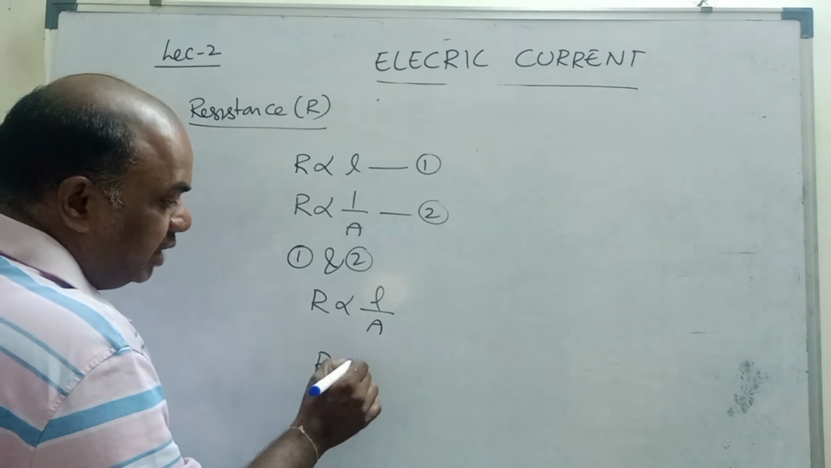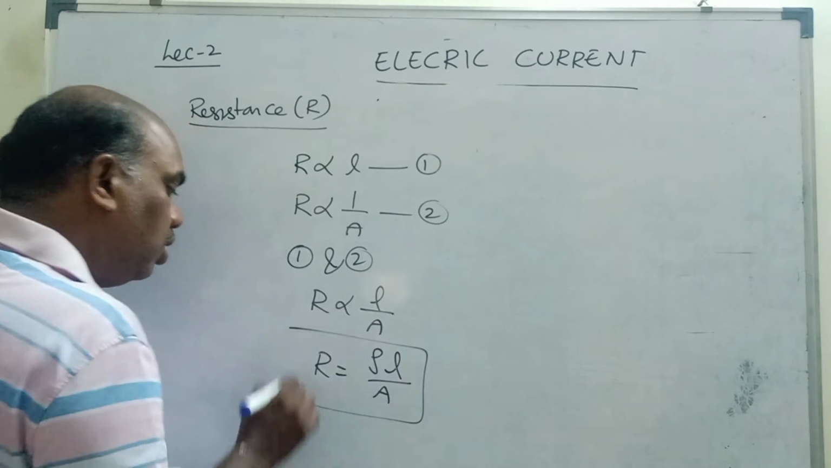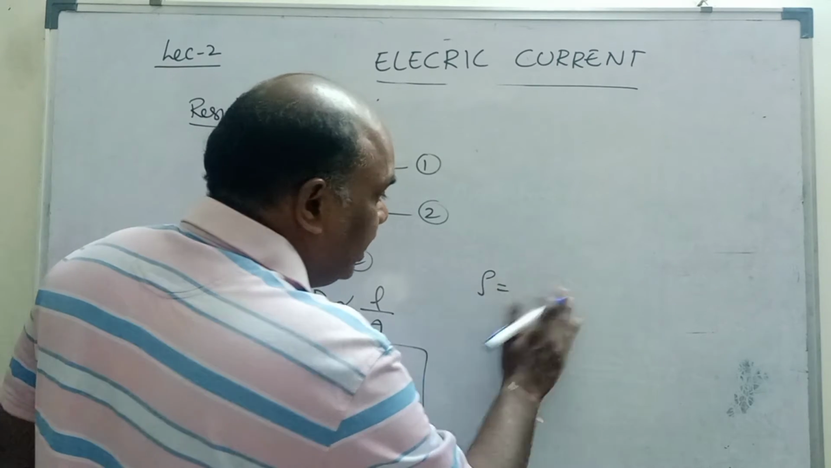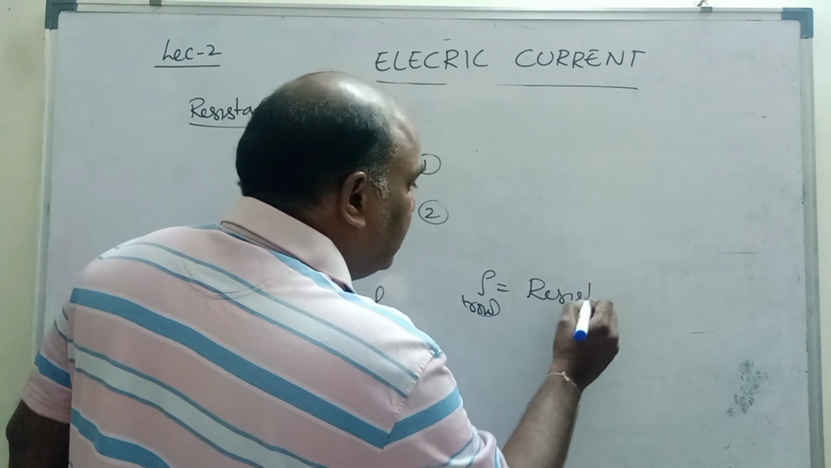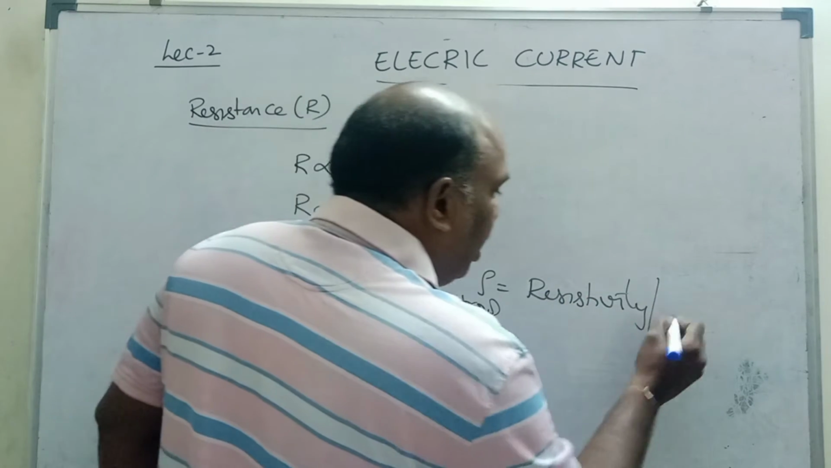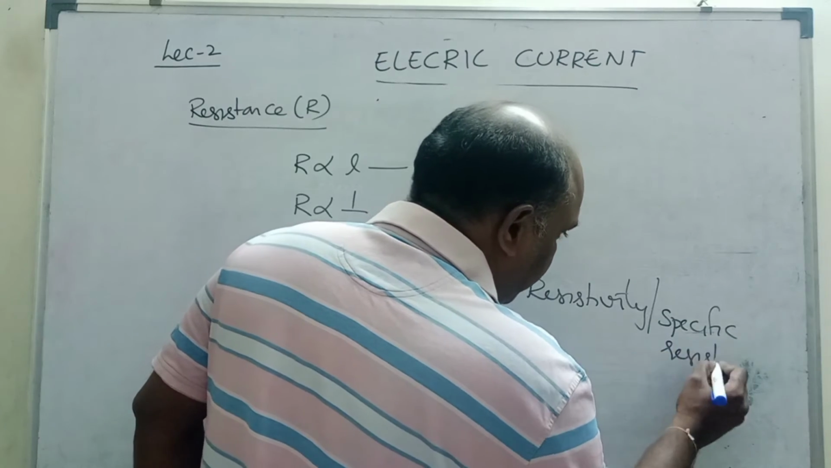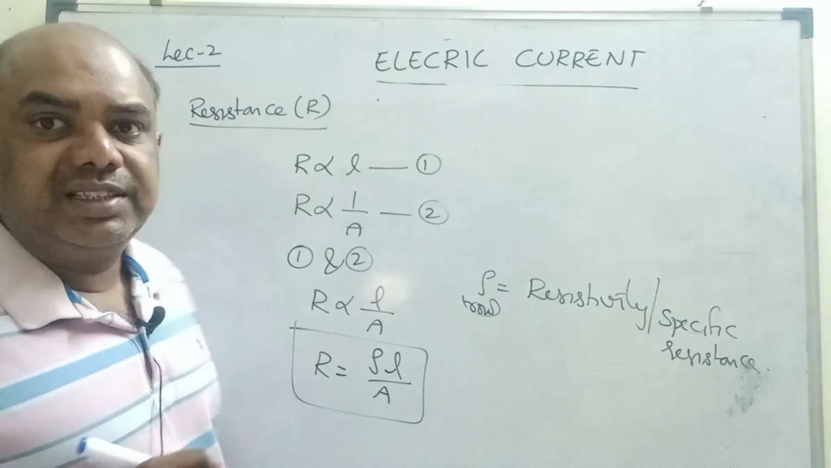If you remove the proportionality, one constant is required. That constant is rho. Rho is nothing but resistivity, or specific resistance. Rho is called resistivity or specific resistance.